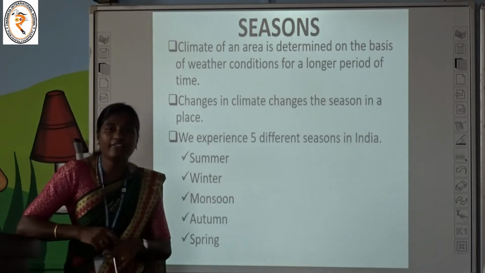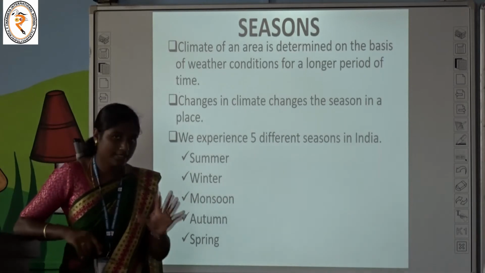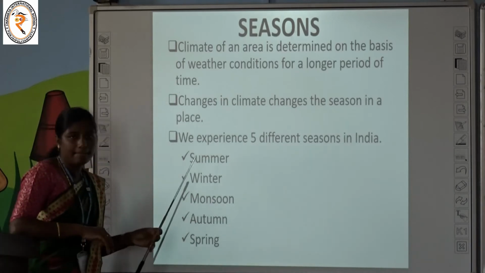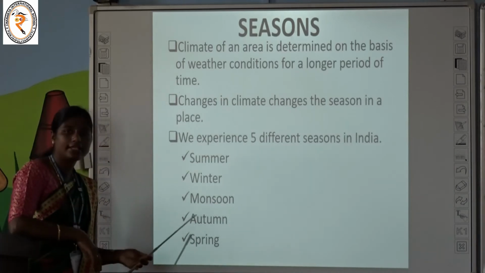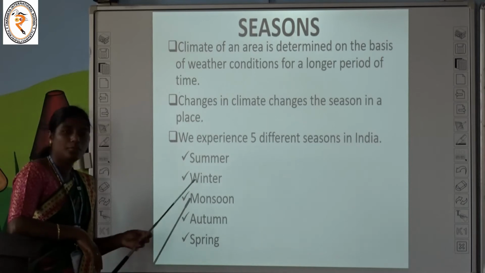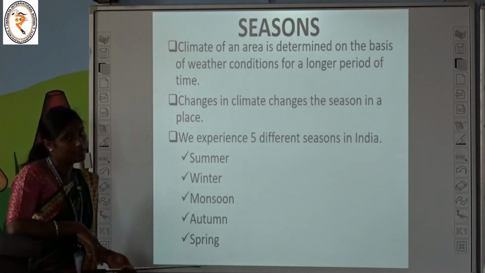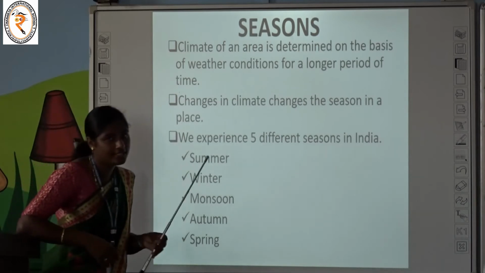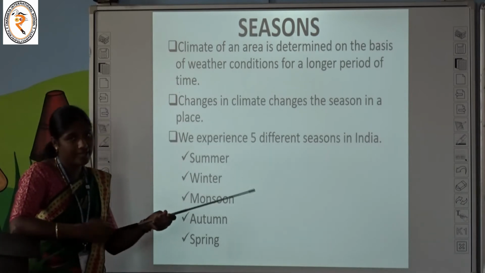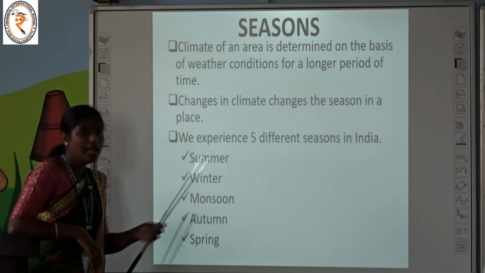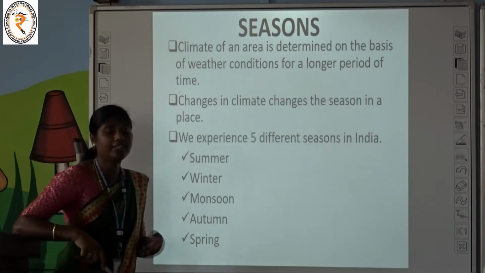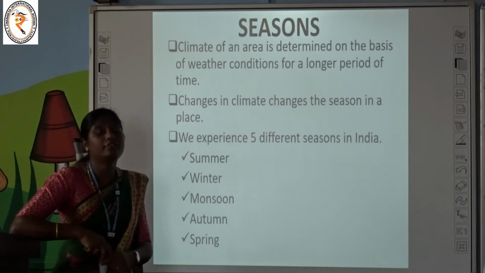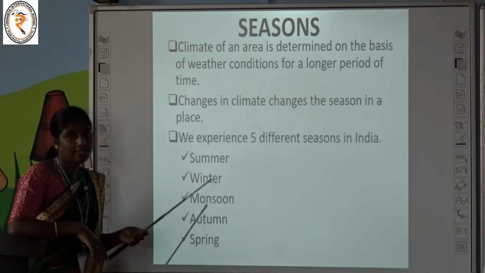India. In India we experience totally 5 seasons. What are they? Summer, winter, monsoon, autumn and spring. Summer, winter, monsoon, autumn and spring season. The summer season is the very hot season. High temperature will be there in the summer season. And winter season is the cold climate. The climate will be very cold in the winter season.